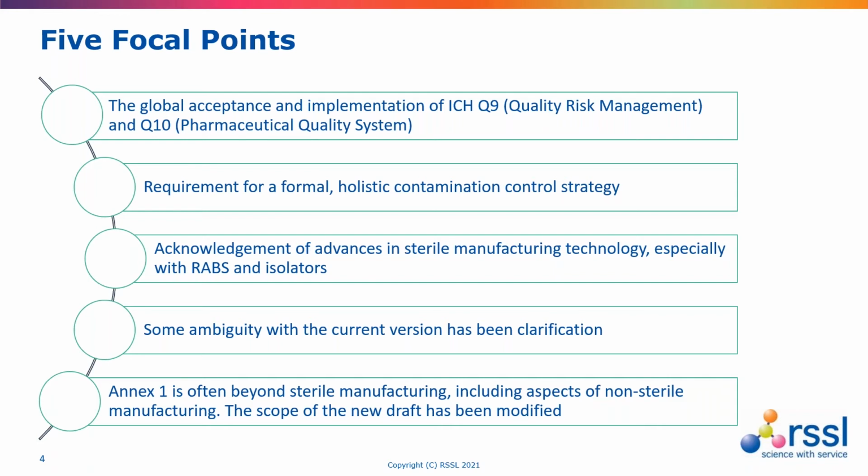There's also been attempts to correct ambiguity in the older version of the annex, as well as bring the technology up to date. There are areas that were prone to misunderstanding or even conflicting definitions. So grade A was one example, with references to grade A conditions, grade A air supply, and so forth. And then also this extension that there are areas in the annex that could represent good practices for those involved in non-sterile manufacturing as well. So I want to have a look at some of these areas briefly.